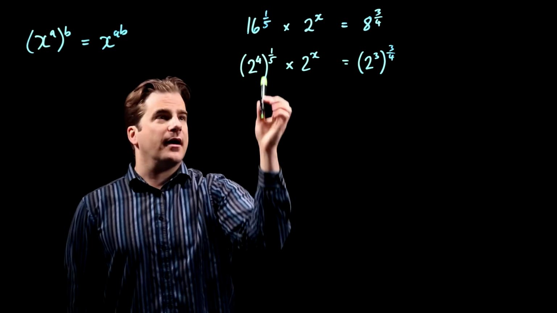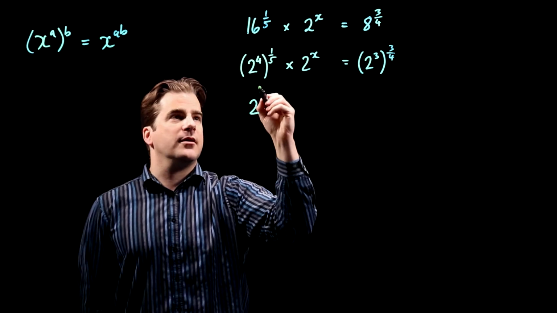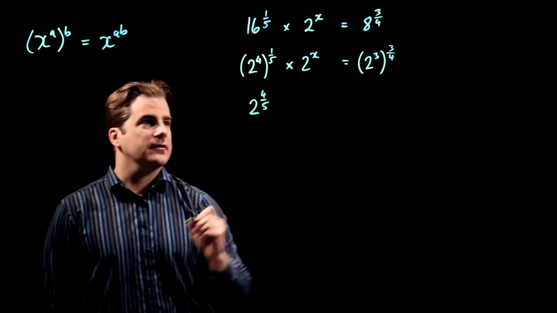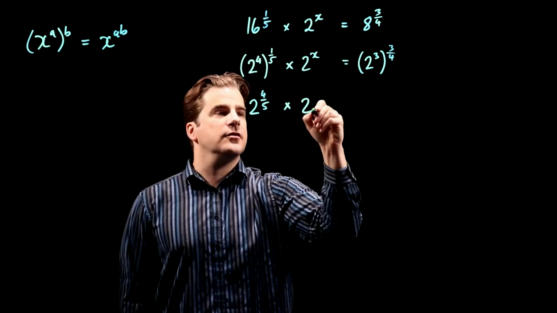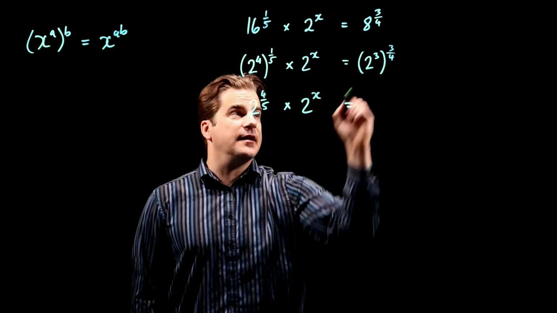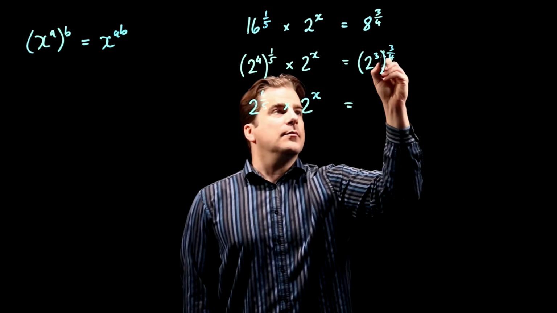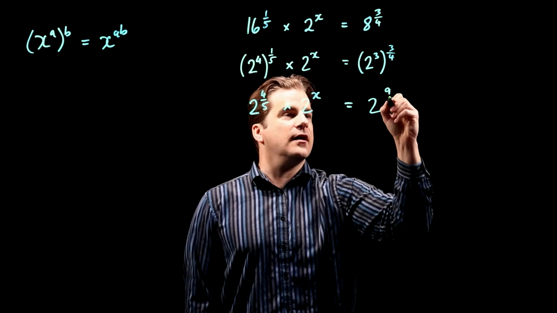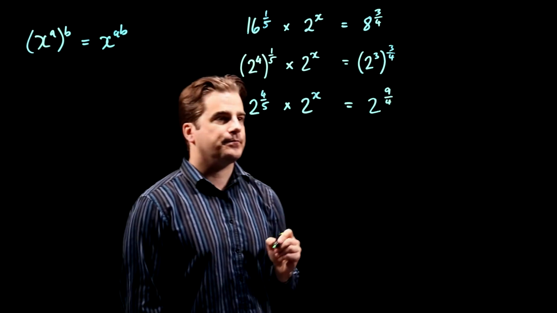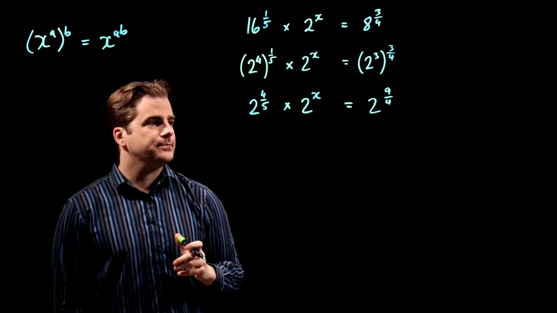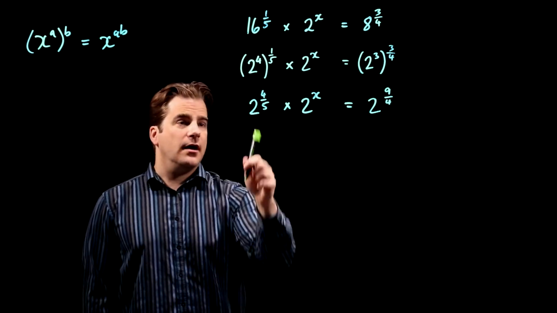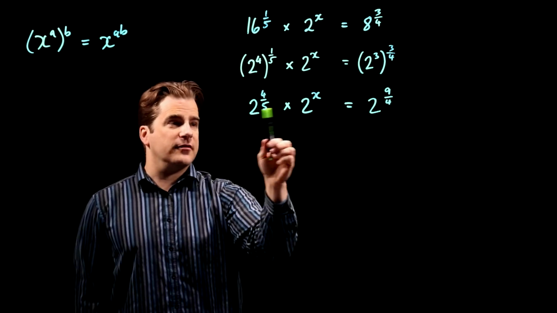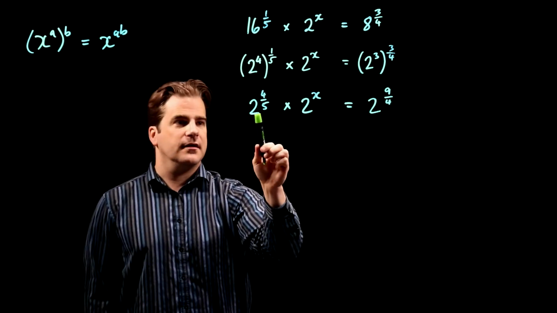We multiply the powers, so that becomes 2 to the power of 4 times a fifth, which is 4/5. Leave that alone, times 2 to the power of x equals, same thing, bracket rule. Multiply the powers, that becomes 2 to the power of 3 times 3/4, which is 9/4. Good. And look, we've got every term to the power of the same number, the same base, number 2.